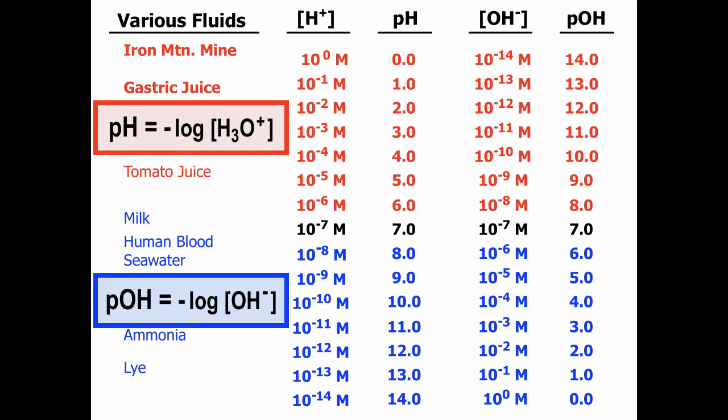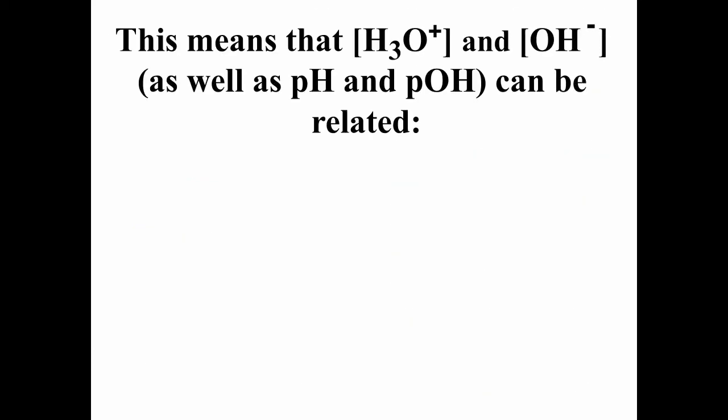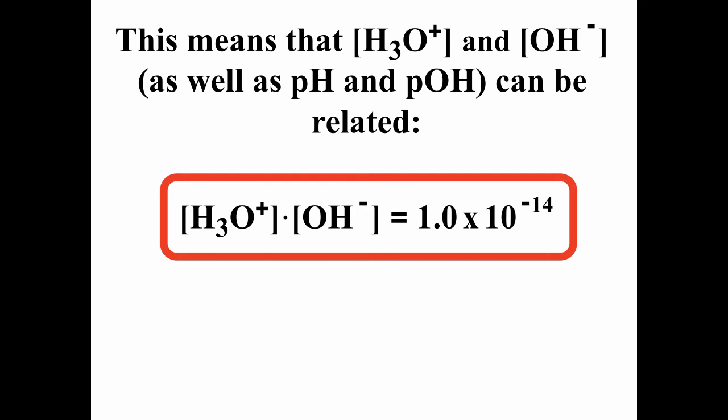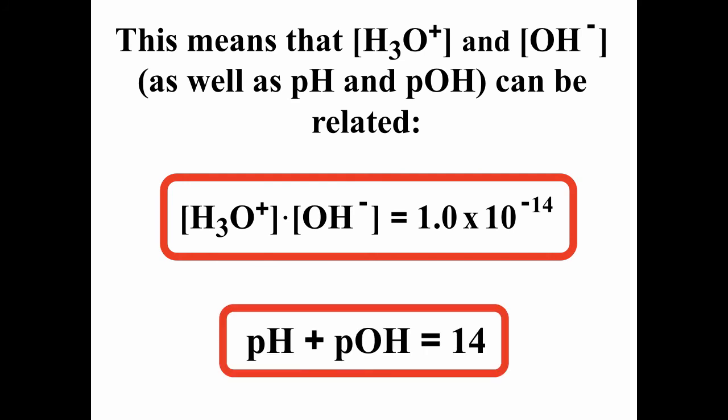So pH is negative log of H3O+, pOH is negative log of OH- concentrations, and in general, the relationships are H3O+ times OH- is 1 times 10 to the minus 14th, and pH plus pOH is equal to 14. And these are useful because they link acid and base, and they allow us to do analysis and calculations with either acidic or basic solution, kind of interchangeably.